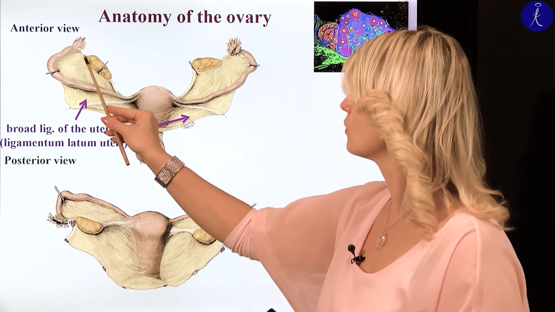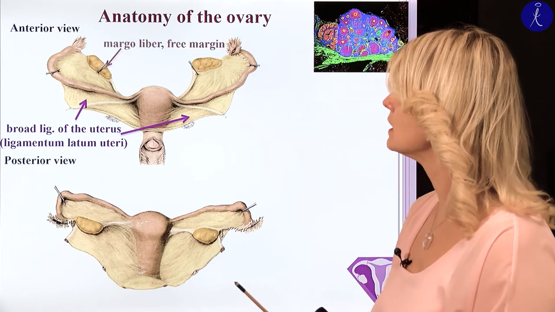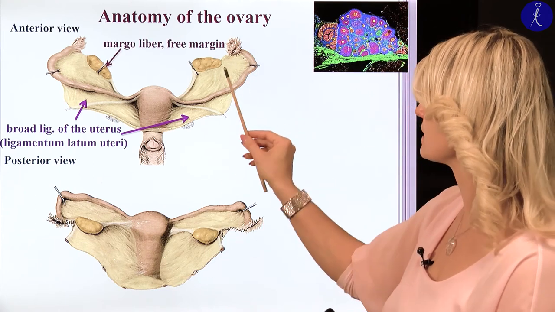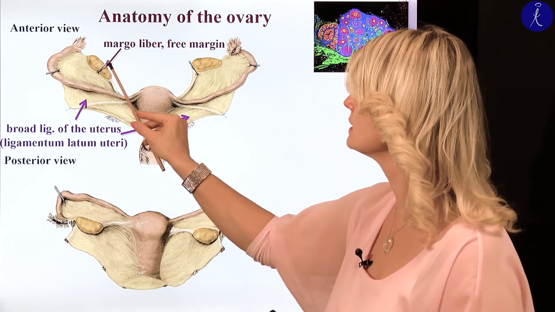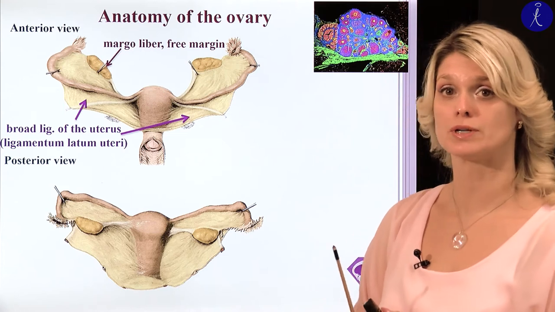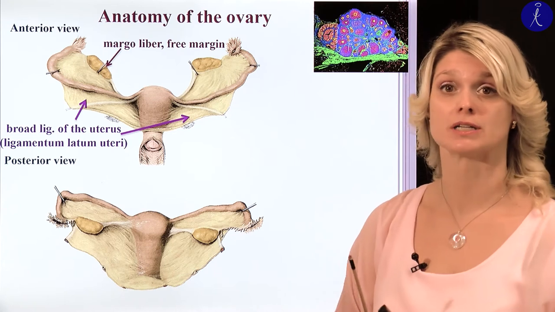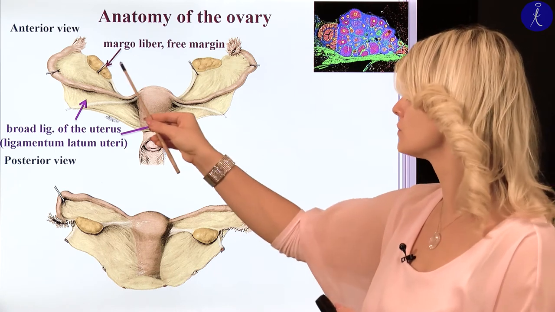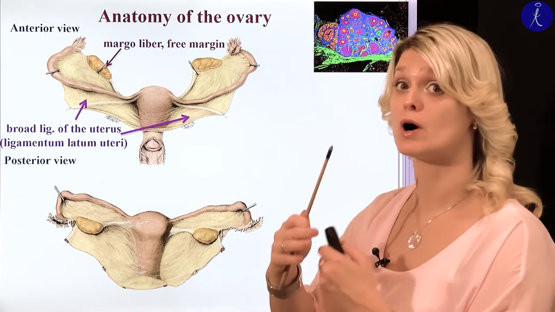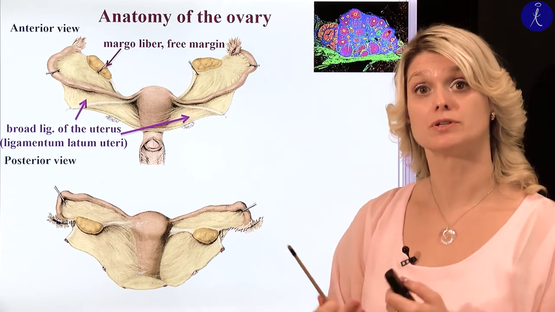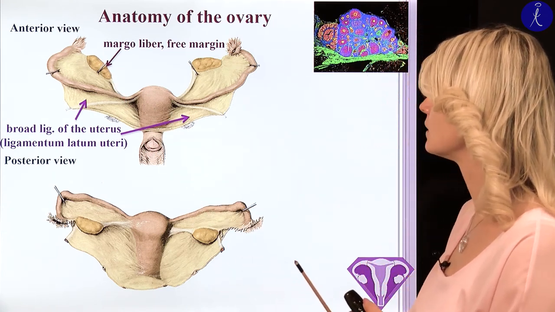That part of the ovary, which will be fixed by this ligament, is called the mesovarian surface, but first I would like to demonstrate for you the other part, which is not covered by the peritoneum. This is called the margo liber, or free margin. We know very well that through the ovary we have the ovulation, so that's why we have to have one part of the ovary which is not covered by the peritoneum. So this is the free surface that you can see in this picture.